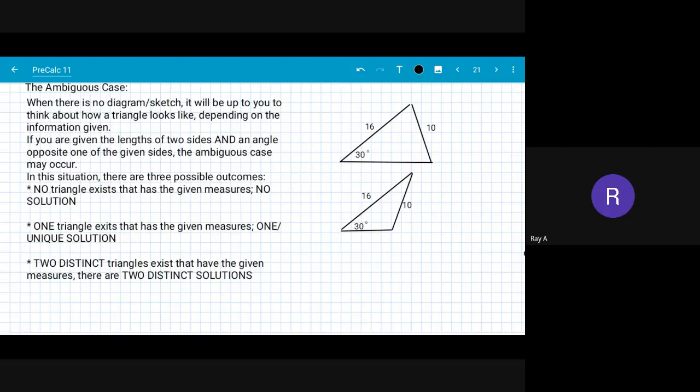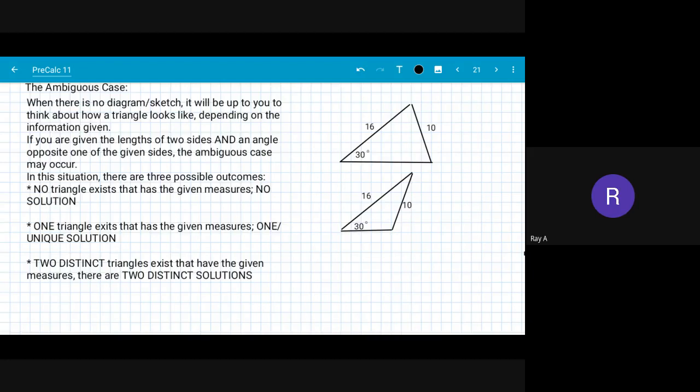This is called the ambiguous case. Now, why is it ambiguous? Because ambiguous in English means it's unclear, open to interpretation, and whatever other ideas you may have about that word. Now, as you can see, I already wrote there in text, when there is no diagram or sketch, it will be up to you to think about how a triangle looks like depending on the information that is given.